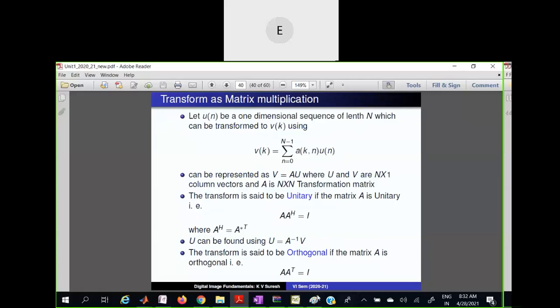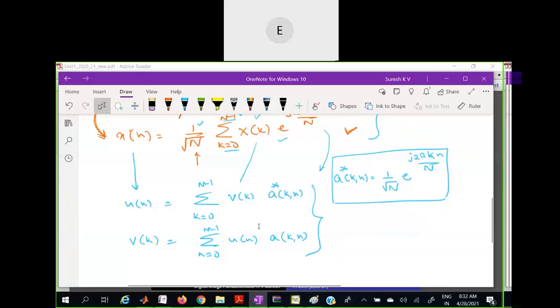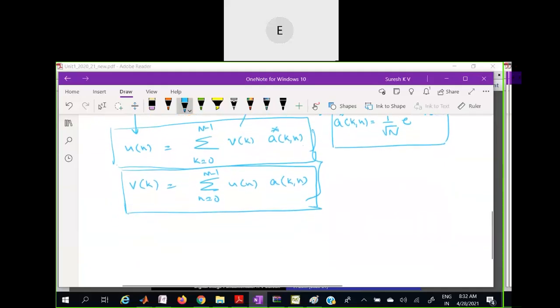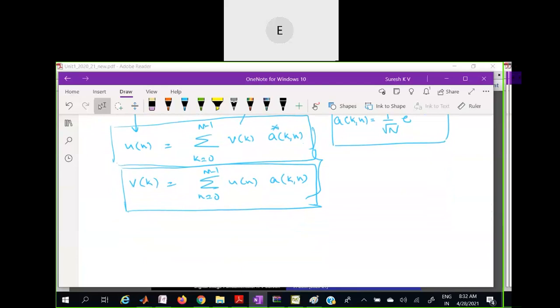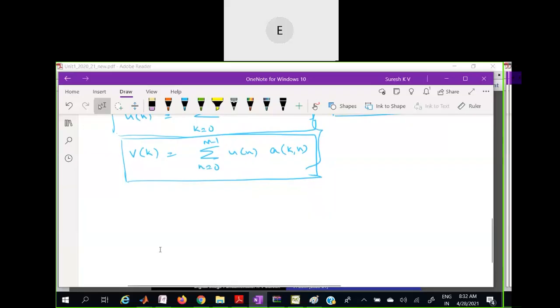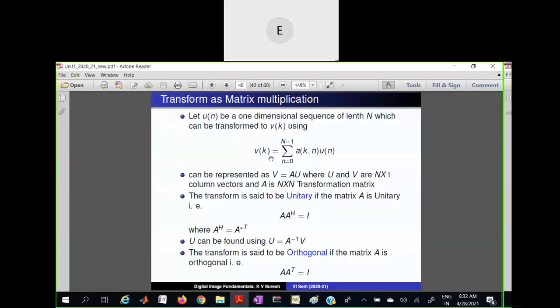Okay. So this is the forward transform. I hope the point is clear. If there is any doubt, please ask me. This is the forward transform. And this is actually the inverse transform. Any doubt how I got this? Hello, please respond. No, sir.